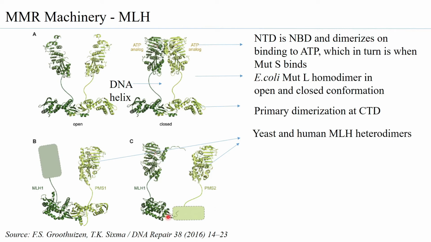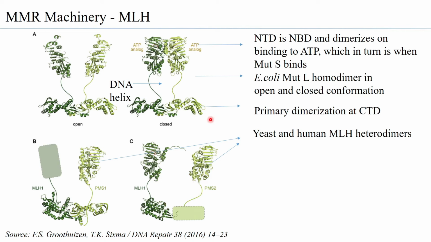Again, what is important to notice is that at the C-terminal domain the dimerization primarily begins. The N-terminal domain has a dimerization domain, but it gets dimerized only when ATP comes and binds to the N-terminal domain. When it binds, it dimerizes and closes, again forming a groove that allows the DNA helix to pass through.